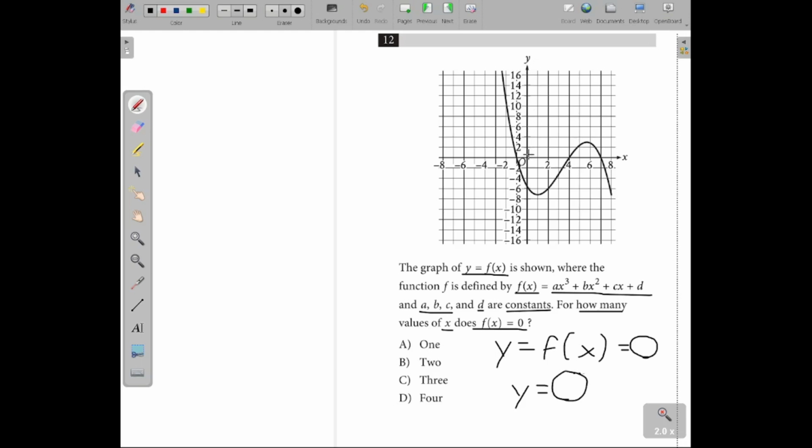This is our values of y. When it's 0, we see that we have 3 values on this graph of the function: 1, 2, and 3. 3 points where x has a value and y is equal to 0. So our answer is C.